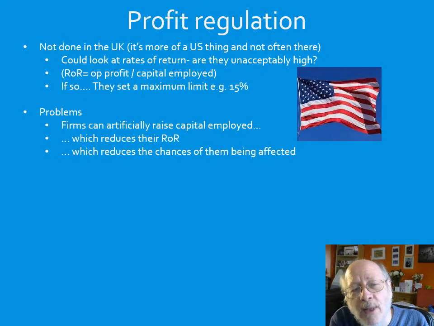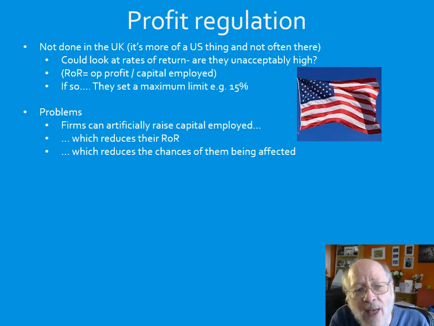On the spec, it mentions profit regulation. I've got no idea why, because we don't use that in the UK. Occasionally it's used in the US. That is where there is a physical cap on the amount of profit that a firm can make. So they look at rates of return and whether those rates of return are unacceptably high. Let's say they feel that it is high. They'll set a maximum limit that firms can make, e.g. 15%, and firms won't be allowed, or they'll be fined, if they make above that.